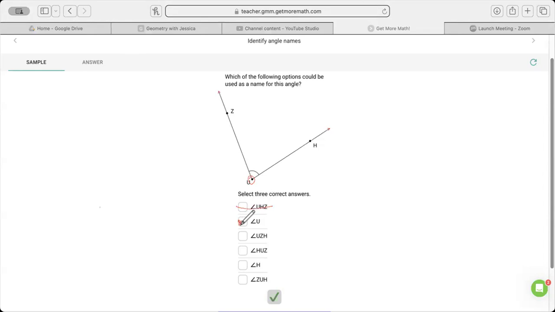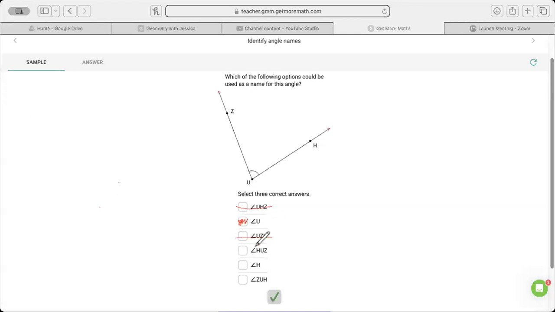We can use it just as the vertex, because that's what this little arc here is. That would be like saying it's angle U right there. And then again, U has to be my vertex. It has to be in the middle. So that's going UZH. You're not going to go UZH, that would be this angle here. Okay, so the vertex always has to be in the middle. So that one's out. So I'm going to cross that one off.